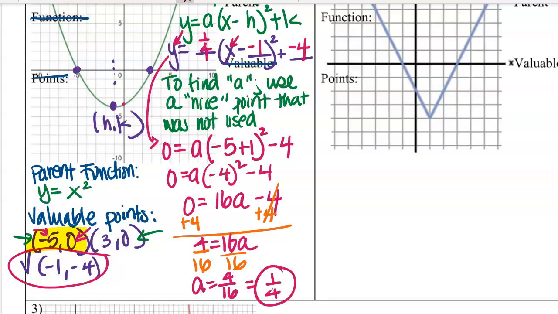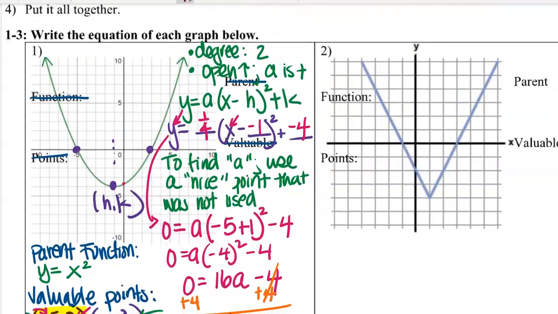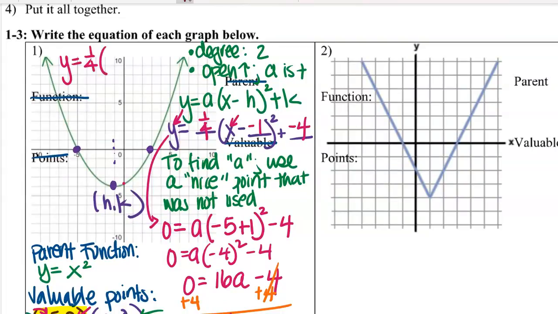Now we're done. We fill in the A, we fill in the H, and we fill in the K. And I'm just going to write it over here and box that up, guys. So Y equals 1/4 times the quantity of X plus 1 squared, and then -4. Remember, we have two negatives, so make that a plus, okay?